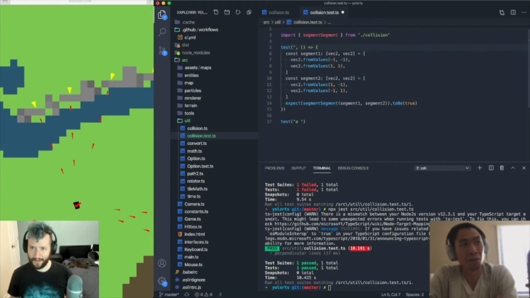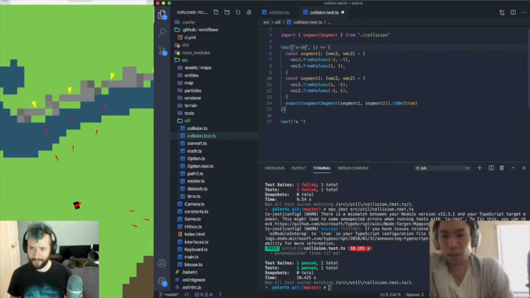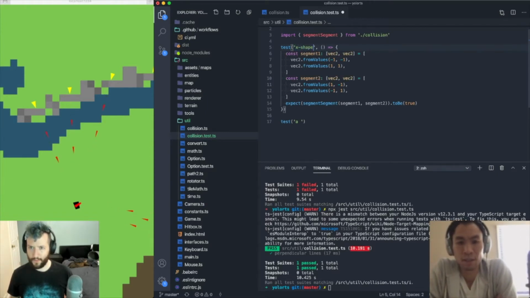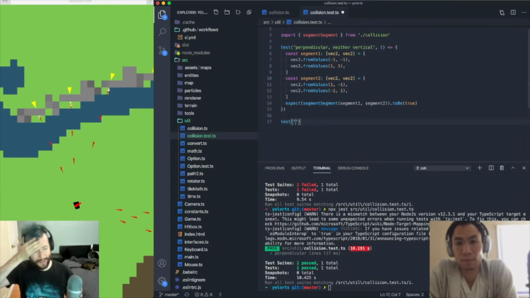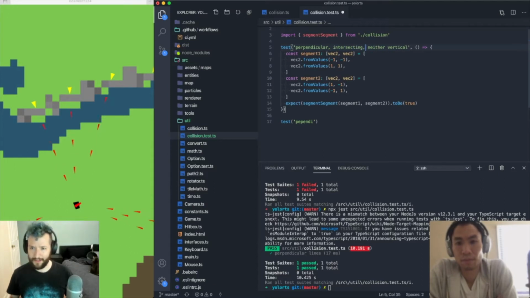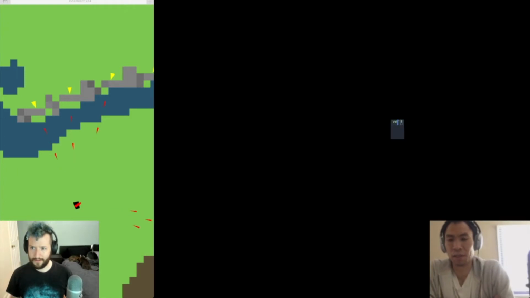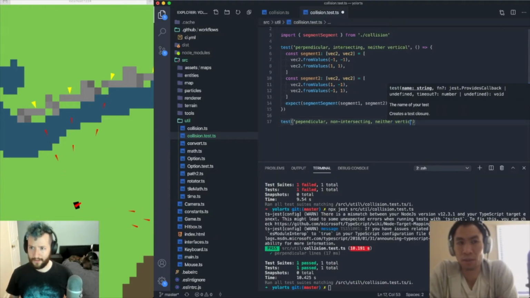Neither is vertical, right? Because the vertical one is one of the interesting special cases. Right, perpendicular, neither vertical. Okay, so that's actually right. Of course, I put a vertical one in there; we know that is a fail. So let's do perpendicular intersecting, neither vertical. And then this is going to be perpendicular non-intersecting, neither vertical, so basically they're going to be disjoint.